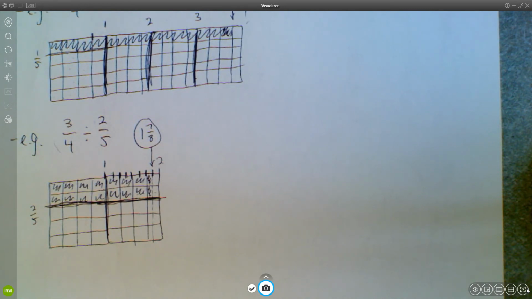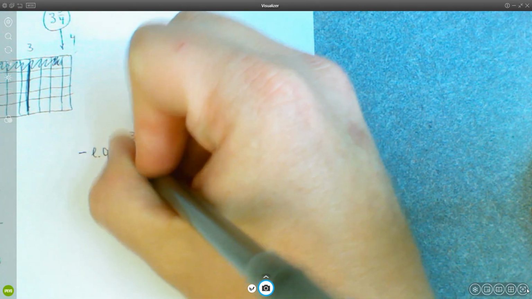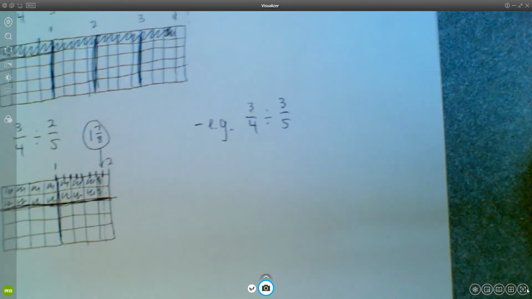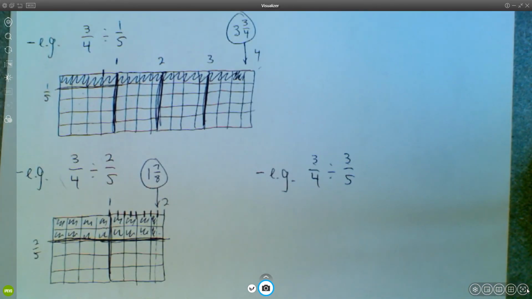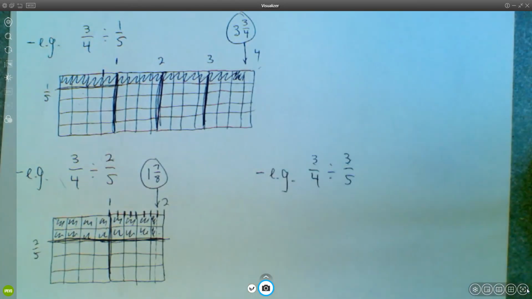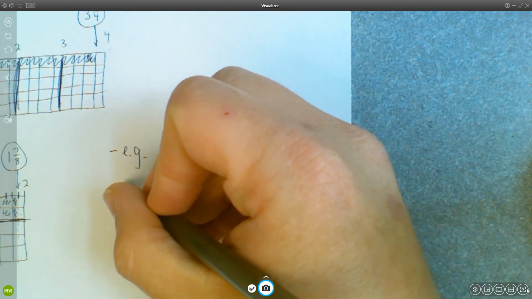Okay, let me give you another one. Let's do 3/4 divided by 3/5. Right, so this way you can really get a good sense for how changing this numerator really affects the problem. In this case, I think it's actually a little bit better than the previous case. Let's see.